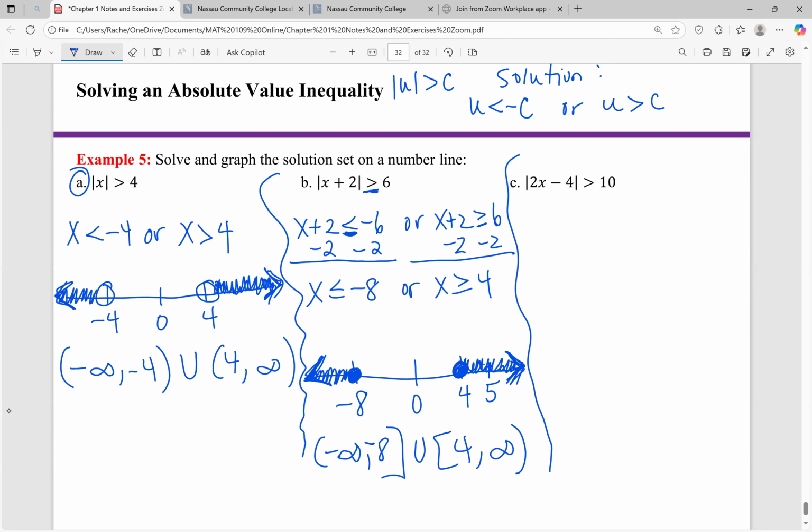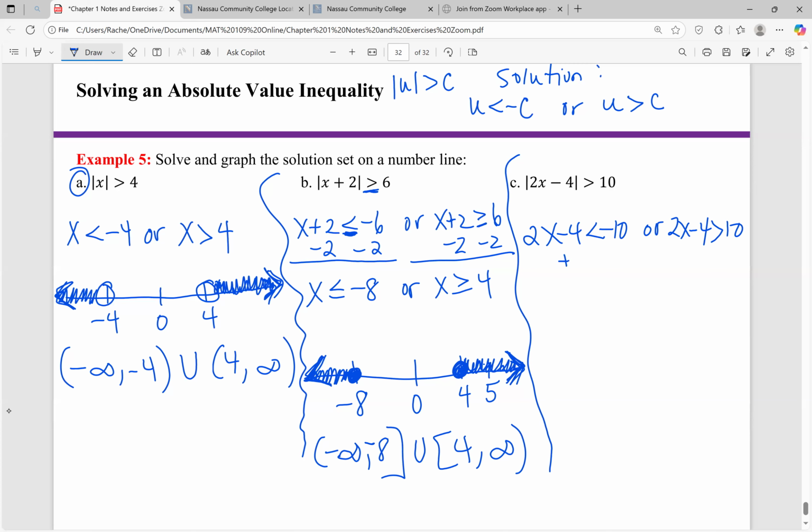Now let's do one more. Look at C. So the absolute value of 2x minus 4 is greater than 10. So since we're greater than, and we have an absolute value, we're going to take u, the expression inside, which is 2x minus 4, and we're going to set it less than negative c, or negative 10. Or another possible solution set is u, which is 2x minus 4, is greater than c, which is 10. So we have to solve both of these.